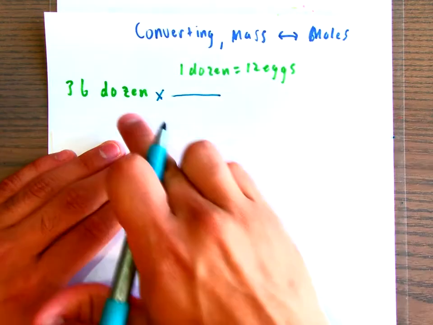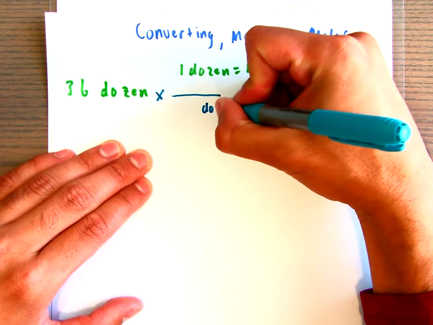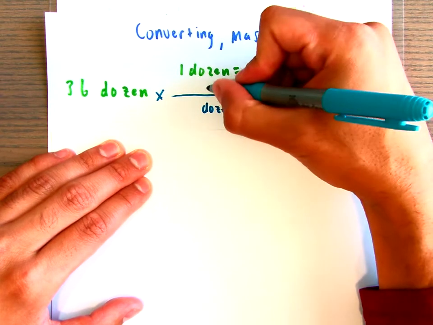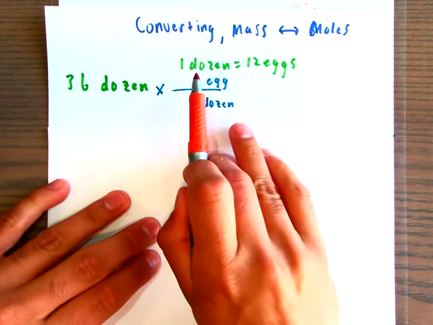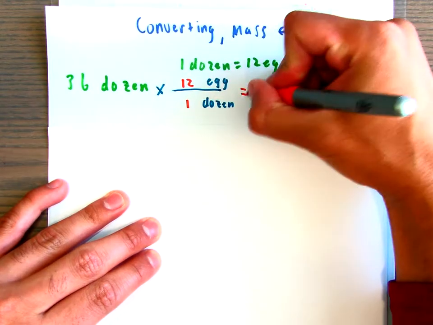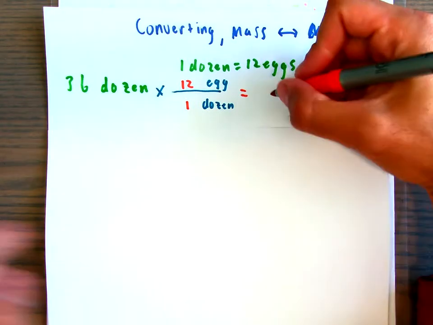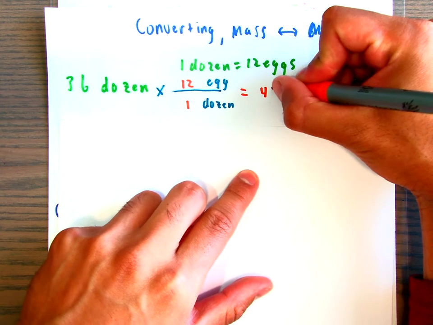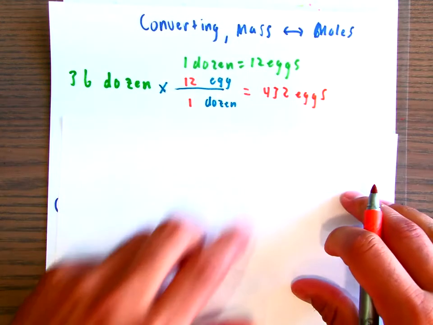I always put the unit that I want to get rid of in the bottom. So if I want to get rid of dozens, I put that in the bottom. Whatever unit I want goes on top. I get my numbers from the equivalent that I initially set up. So I know 1 dozen equals 12 eggs. Now I just multiply 36 times 12, which gives me 432 eggs.